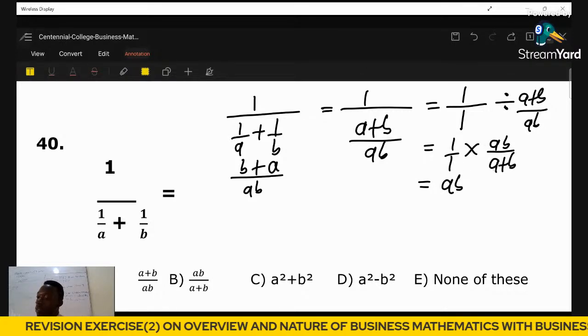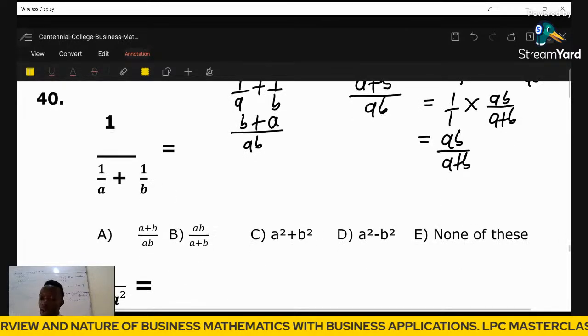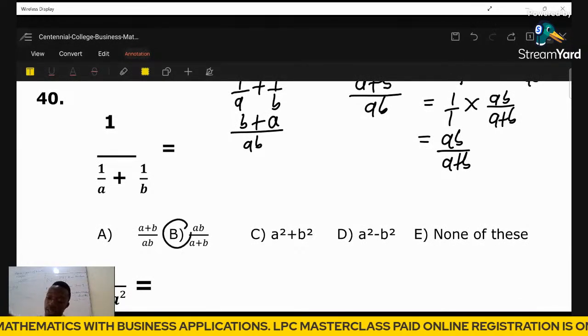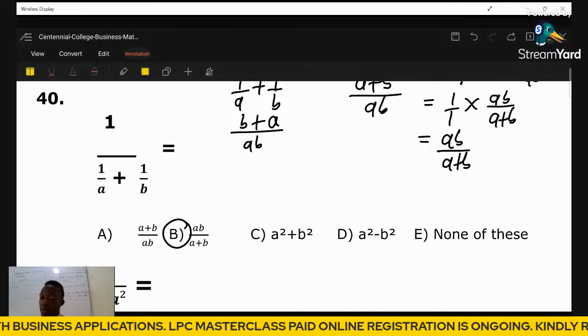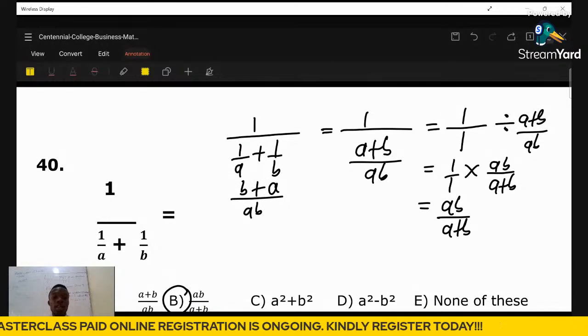When 1 multiplies what? A plus B, you are getting what? A plus what? B. So at the end of the day, we need to have AB all over A plus what? B. And that should be option what? B. That should be option B. So let's take note of that.